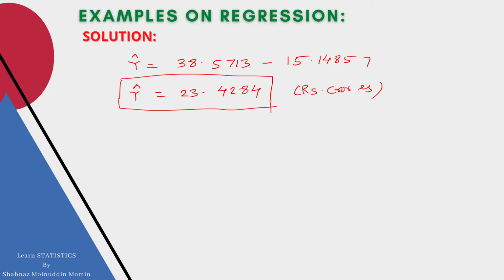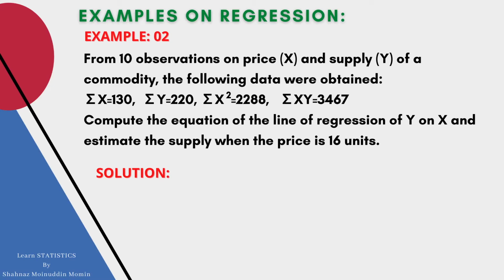Now we shall start with the next example. From 10 observations on price X and supply Y of a commodity, the following data were obtained. Here we are given summation x, summation of y, summation x square, summation x into y. Compute the equation of line of regression of y on x and estimate supply when the price is 16 units. Here we are given n equal to 10 observations.